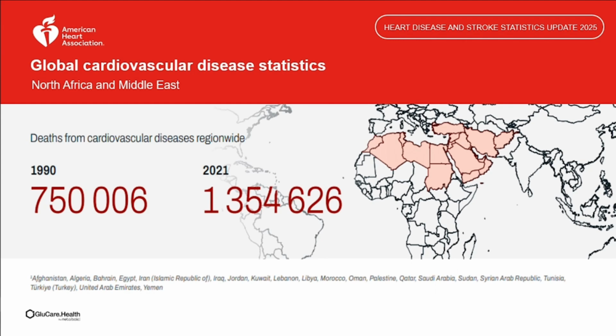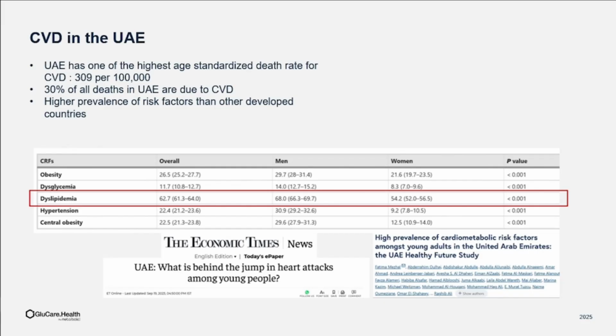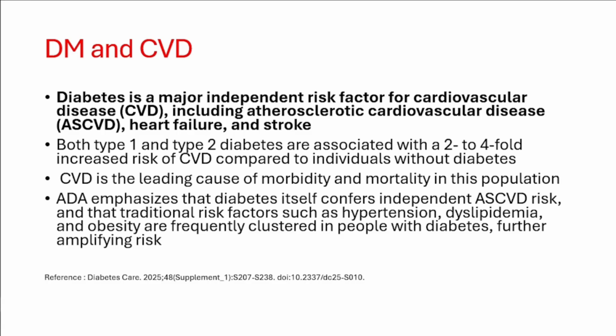We know, especially in the UAE, we see very high rates of death: 309 deaths per 100,000 people. Cardiovascular disease is responsible for 30% of all deaths. These outcomes are closely linked to widespread cardiometabolic risk factors, such as diabetes and obesity. Let's zoom in on diabetes. Diabetes, both type 1 and type 2, significantly raises the risk by 2 to 4 times.